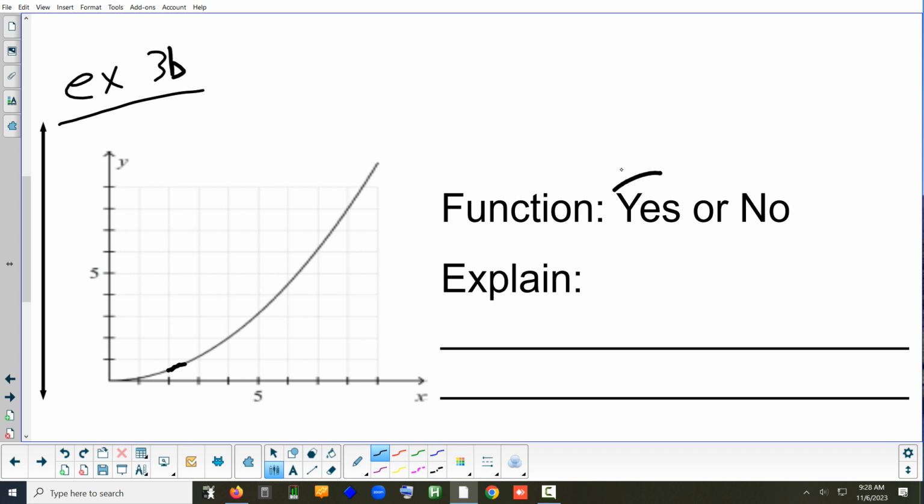And the reason why it's a function? It passed the VLT. Yep, passes the VLT. Now, I know that's easy to write, but make sure you know what the VLT means in case I ask you, what is the vertical line test? Okay.